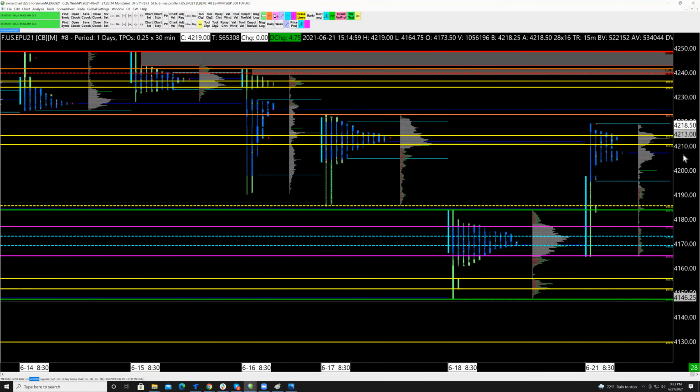And all I'm trying to do is see where the market wants to go. That's all I'm using Profile for. I do not think it's this magical be-all, end-all of trading. I do think it can provide good locations. So let's go move some things around.